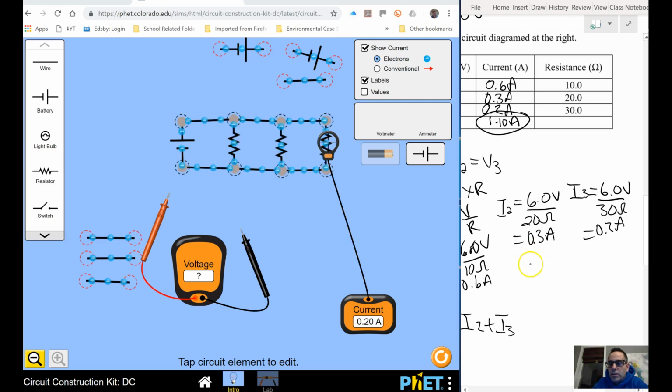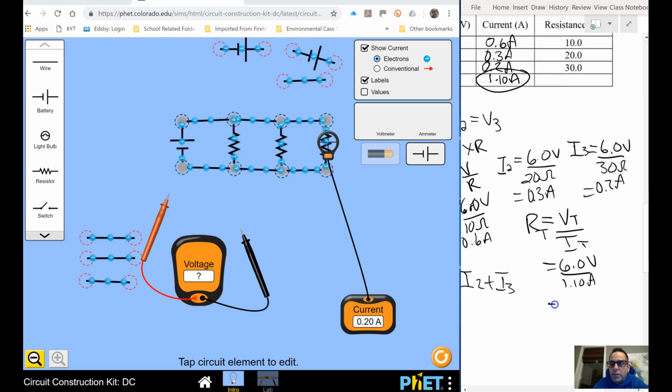But what we can do is say, well, what if I want to find resistance total? I know that's my total voltage divided by my total current. And my total voltage is 6 volts, and my total current is 1.10 amps. And when I do that calculation, instead of getting a high amount of resistance, I'm actually going to get a lower overall resistance, 5.45 ohms.